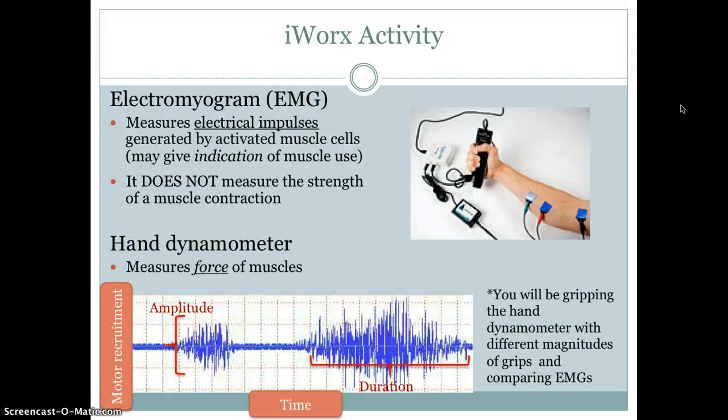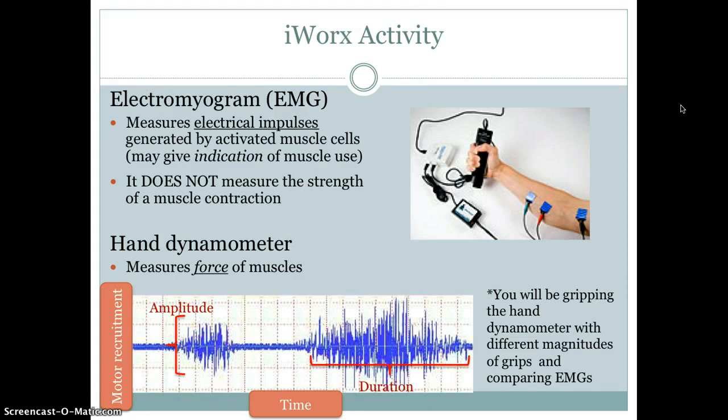This week we'll be recording an electromyogram, or an EMG. An EMG measures the electrical activity or impulses generated by muscle cells. An EMG does not measure the strength of the contraction, but it can be indicative of muscle use. The hand dynamometer will be used in order to measure the force at which the muscle is being contracted, and in doing so will give us the ability to compare EMGs at different grip magnitudes.